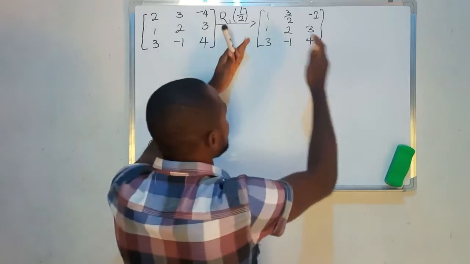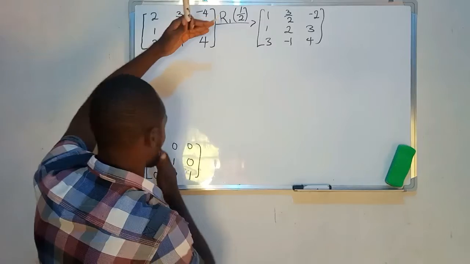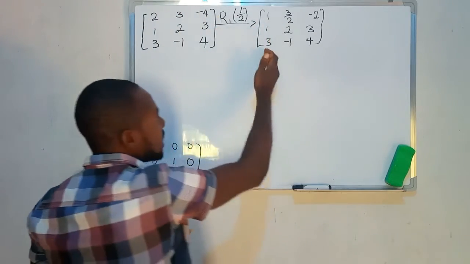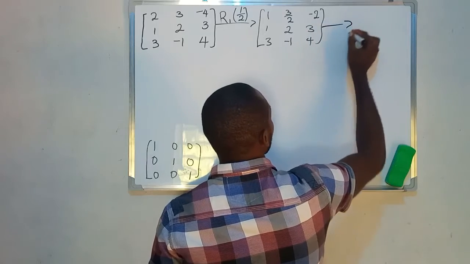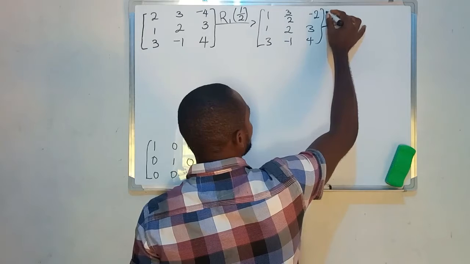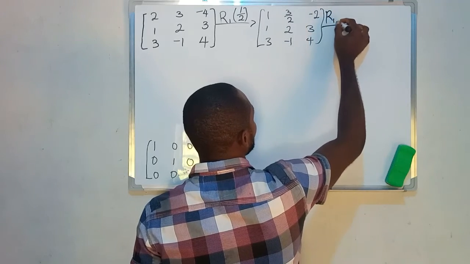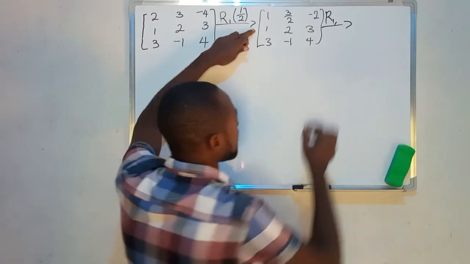After getting this, the next thing that we'll do is use the first number here, which is 1, to reduce every other thing under it to become 0. And how do we do that? We are going to use the first row. So we are going to have something like this. We have arrow 1, comma, we want to use the first row to reduce the second row.